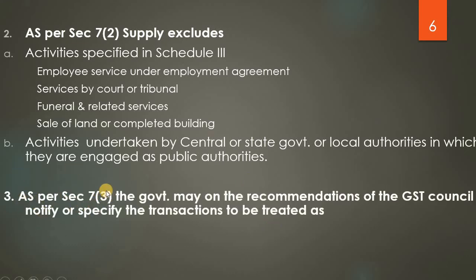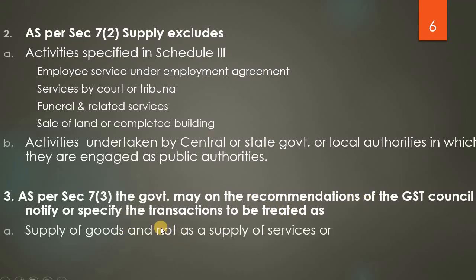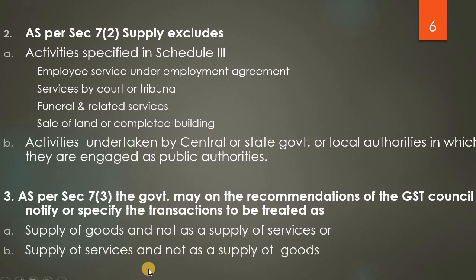And the last one is, as per Section 7 Subsection 3 of the GST Act, the government may, on the recommendation of the GST Council, notify or specify certain items as supply of goods and not as supply of services. So the government can, on the recommendation of the GST Council, treat certain goods as supply of goods or supply of services, or not as supply of services. They have the power to treat that. They can specifically say this is supply of goods, this is not supply of service.